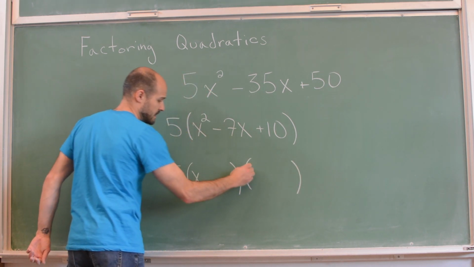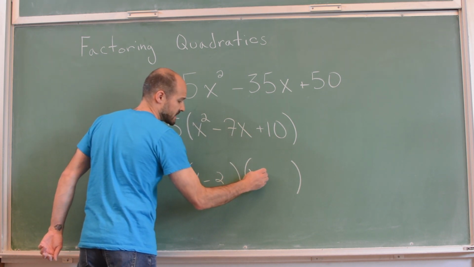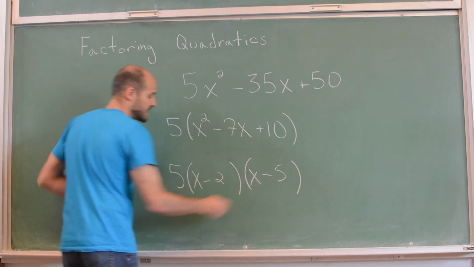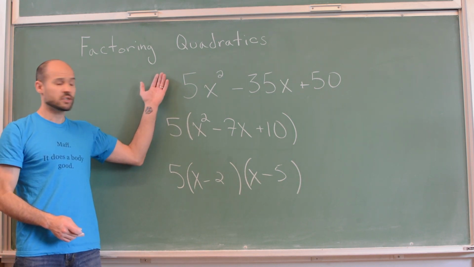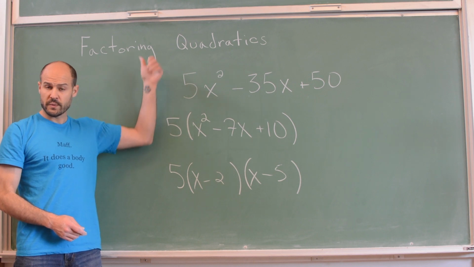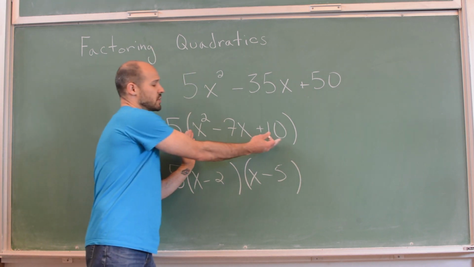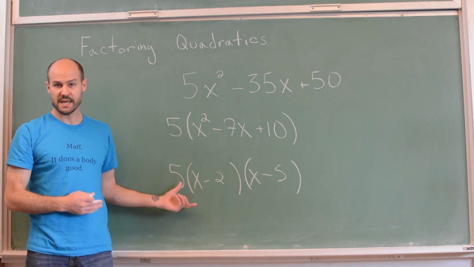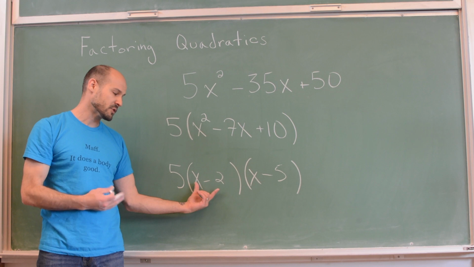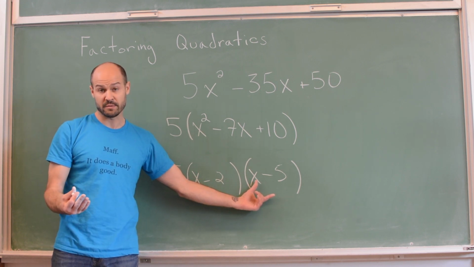X, and then it's minus 2 and minus 5. This is the final form in factor notation of this polynomial. We went through the steps. We factored out the GCF. It left us with a trinomial. We factored our trinomial. We finish here because this is not a quadratic. We can't factor it anymore. We're done.